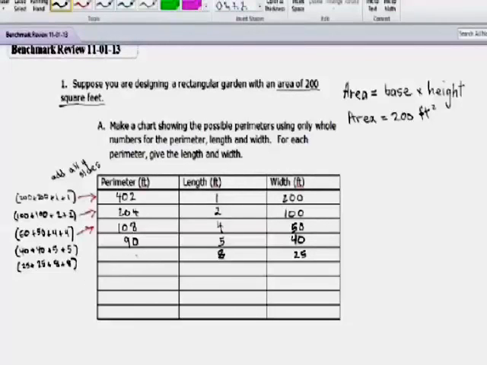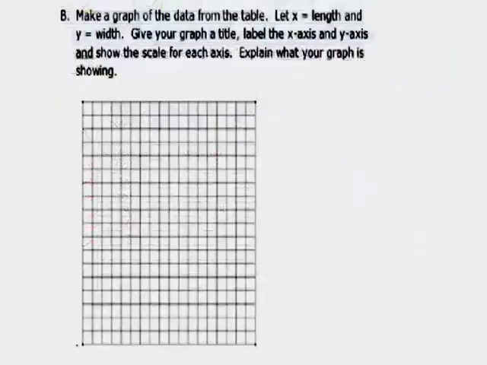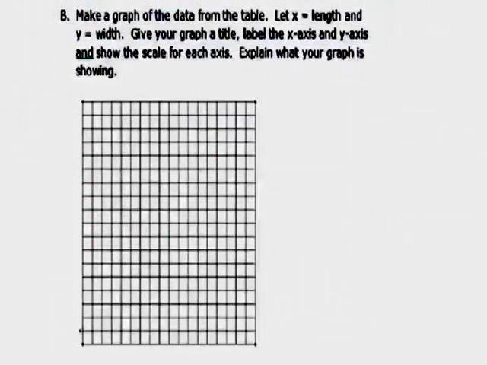Once I'm done filling up the table, then I can use the data that I got in the table to fill out my graph. What I do is I use the points that I got in my graph and I plot them. And that'll tell me what the graph is going to look like.